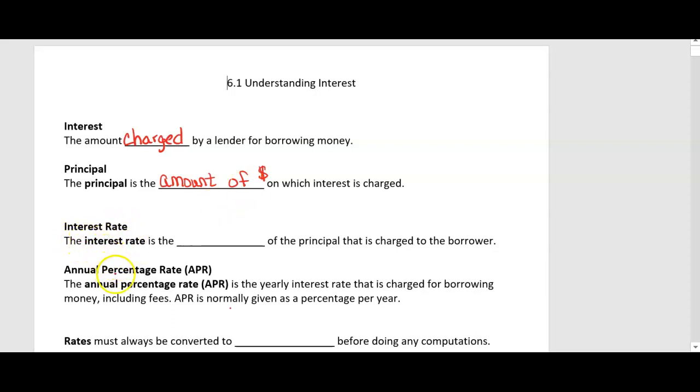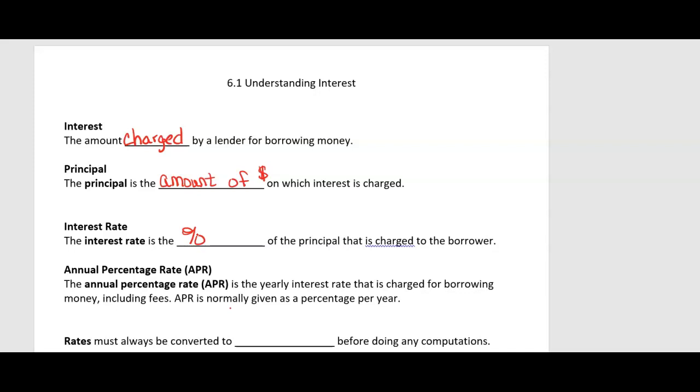Now your interest rate is always a percentage of the principal. So you're always going to be charged like maybe 12% or 0.7%. You always want to find banks and lenders with the lowest interest rate possible because that's less money that you're being charged to borrow their money.